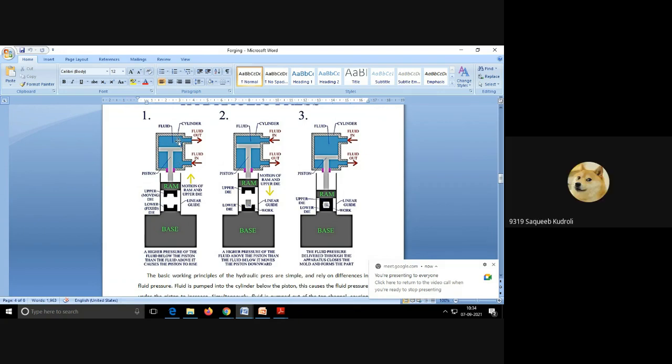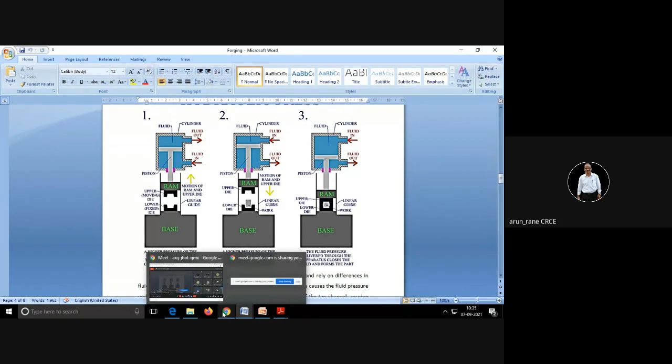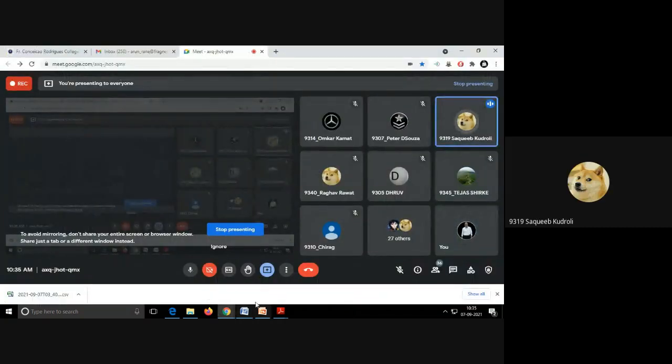It is written there. The motion of the ram is up. The directions are given, and the arrow is also shown. A higher pressure of the fluid below the piston than the fluid above it causes the piston to rise. So the direction is already given that it will go up.